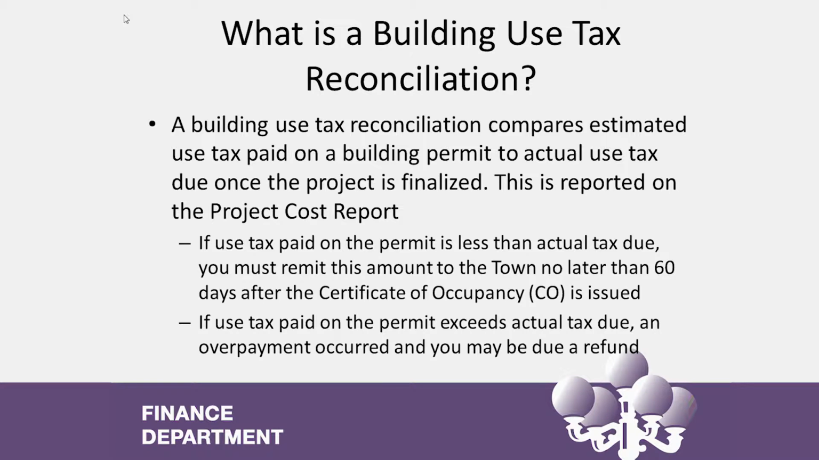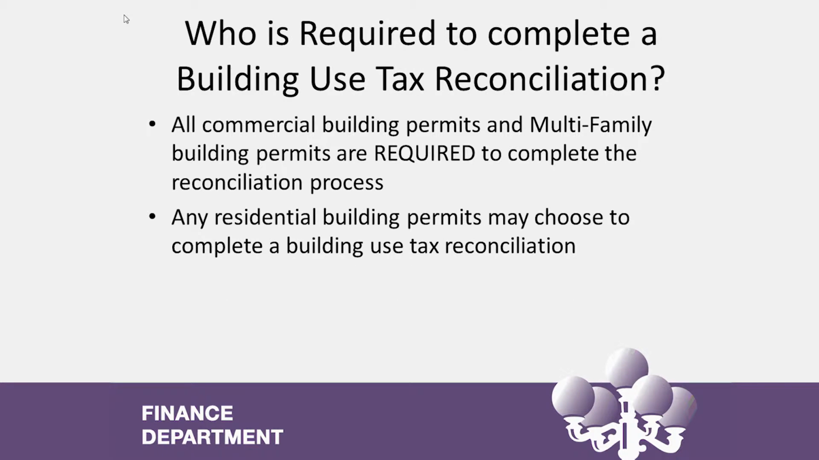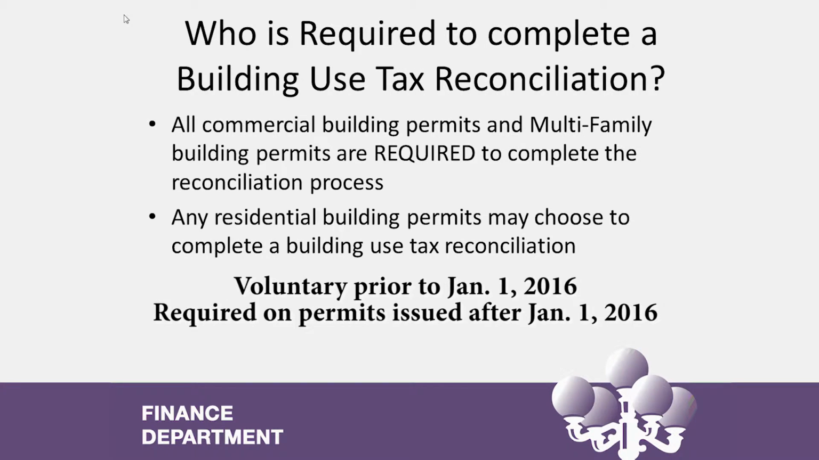If use tax paid on permit is less than actual tax due, you must remit this amount to the town no later than 60 days after the CO is issued. If use tax paid on the permit exceeds actual tax due, an overpayment may have occurred and you may be due a refund. All commercial building permits and multifamily building permits are required to complete the reconciliation process. Residential building permits may choose to complete the building use tax reconciliation process, but it is not required at this time.